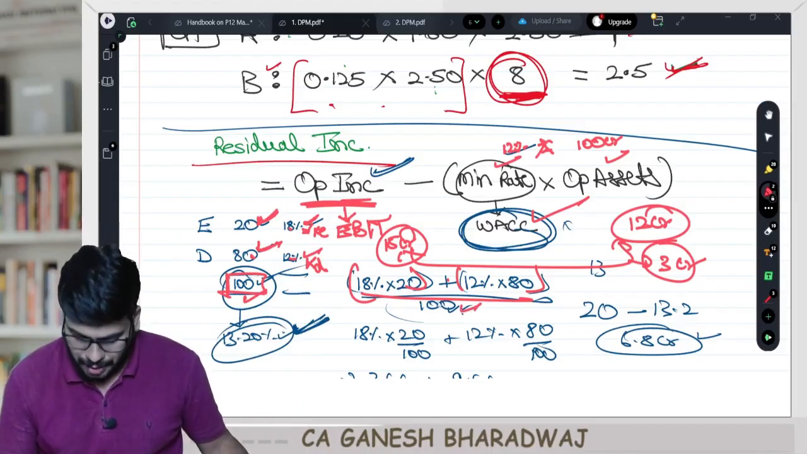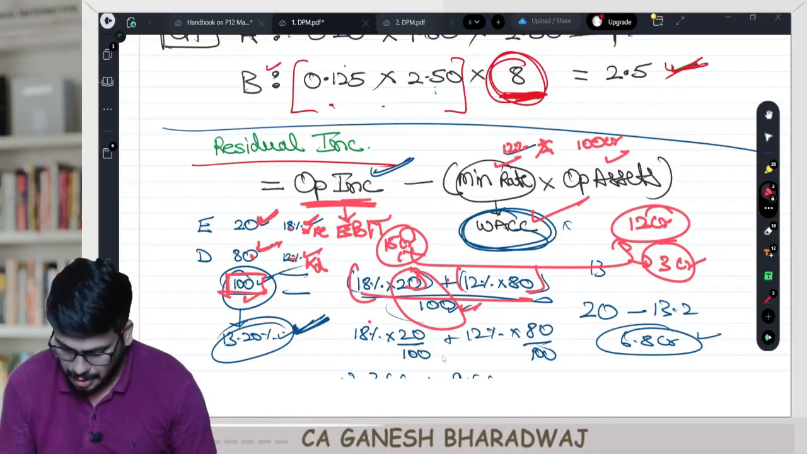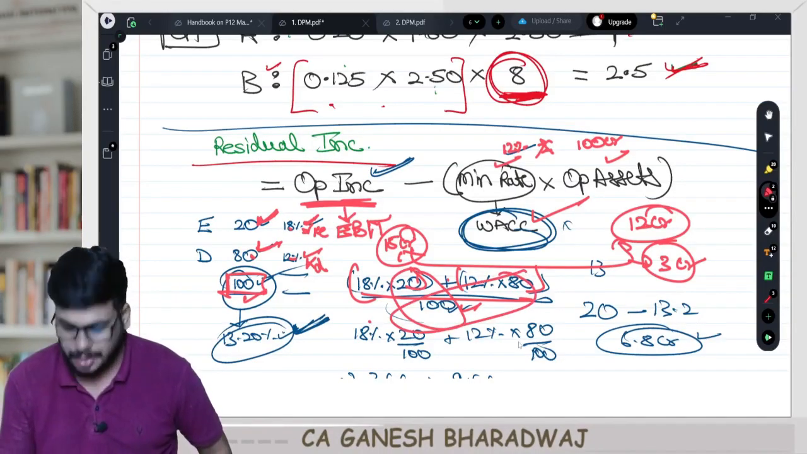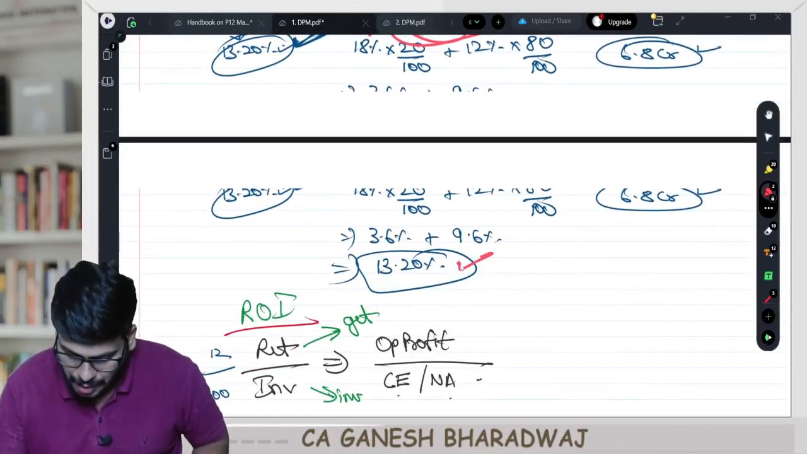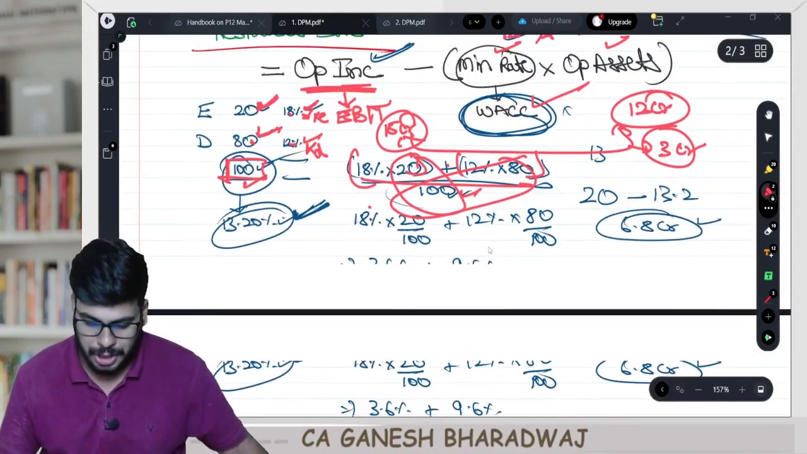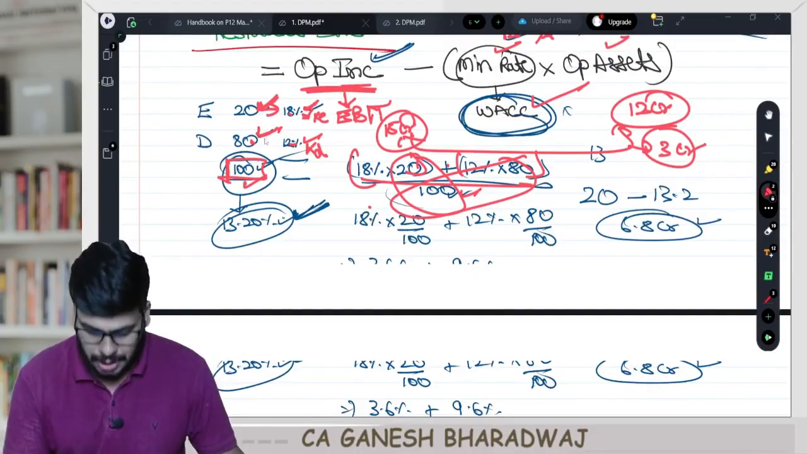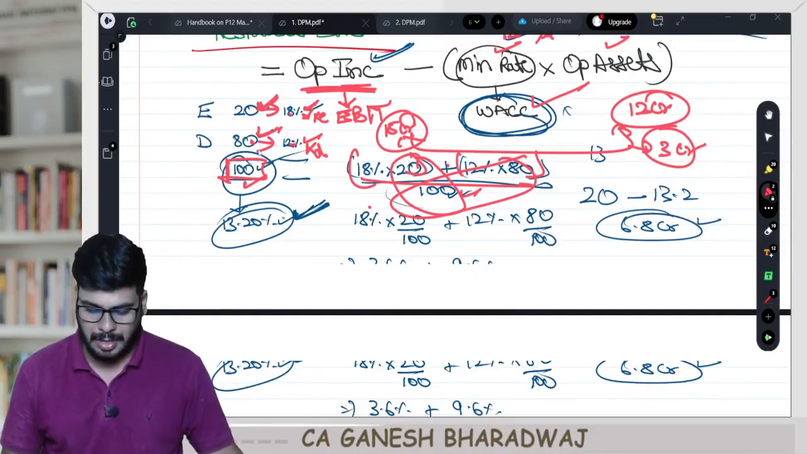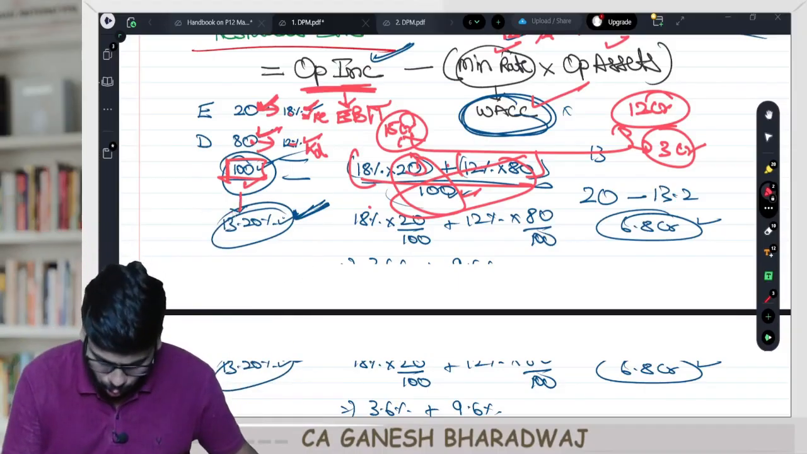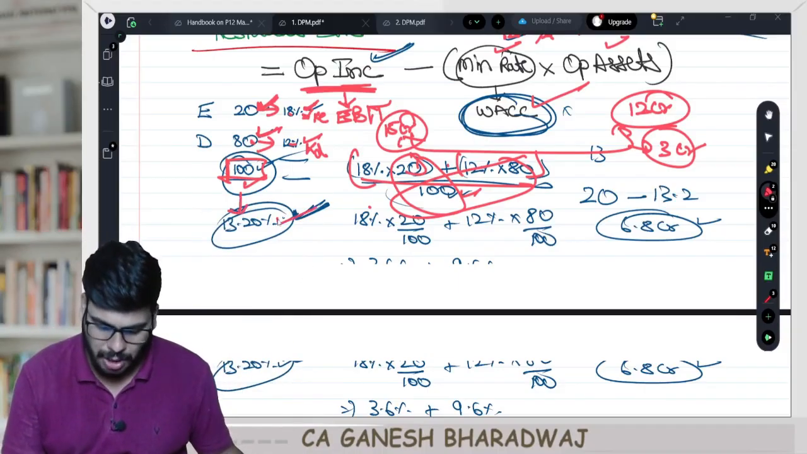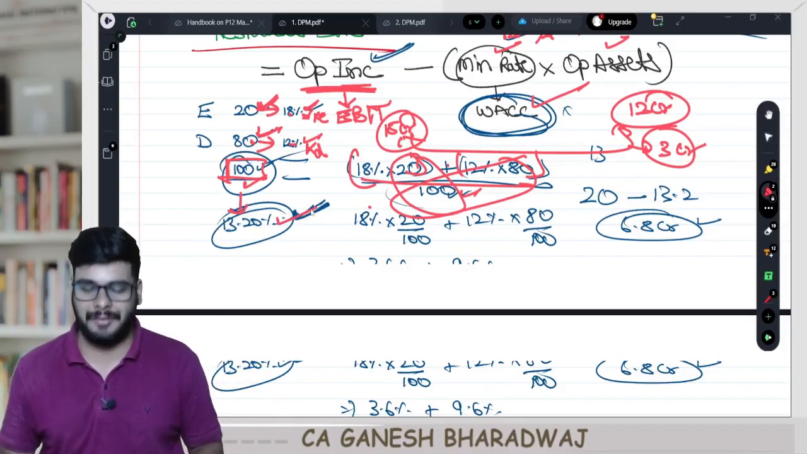Right? Or in other words, if I want, I can split and write 18% into 20 by 100 plus 12% into 80 by 100. This way also you can write. Are you clear with this? So if you do this, finally you will arrive at a figure of 13.2%. Or in other words, I will say, look, for 20 crores, my cost was 18%. For 80 crores, my cost was how much? 12%. For overall 100 crores, if I take the weighted average, my effective cost is how much? 13.2%. This is called weighted average cost of capital.